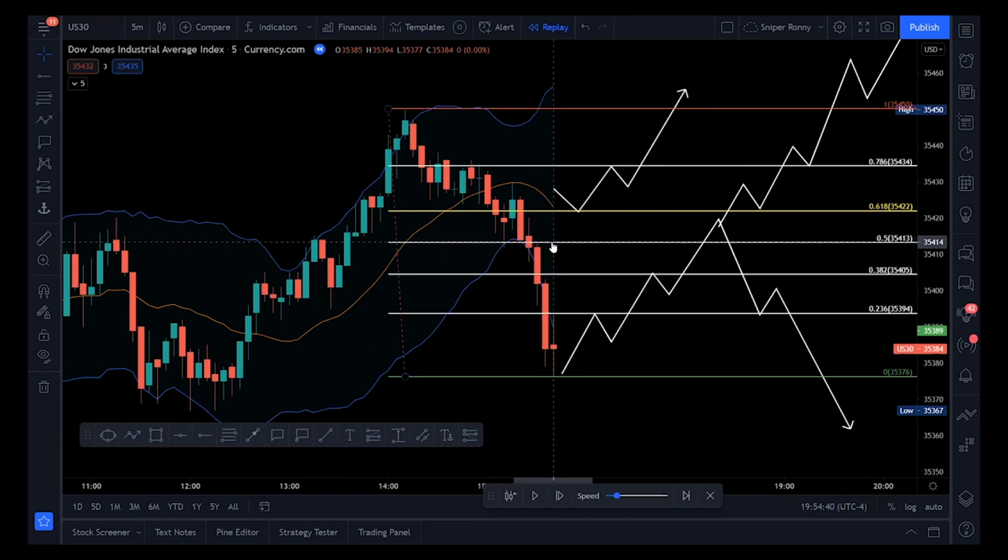And now our next area is 0.5, the psychological level, 35,413. Next level is the 382, that's 35,405. Our next level is the 236, which is 35,394. And then we get down to here, 35,368. So now I'm seeing, are we going to get some buyers to come in here and follow which direction we're going to go? Let's take a look at how this plays out.